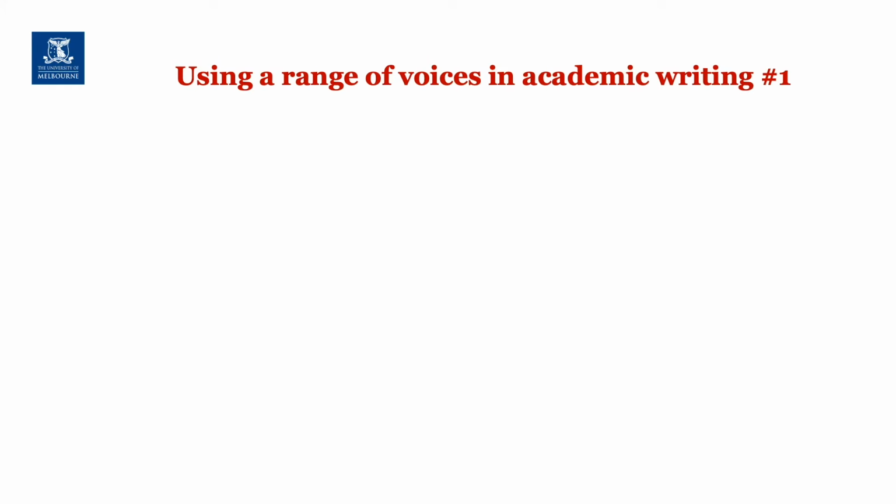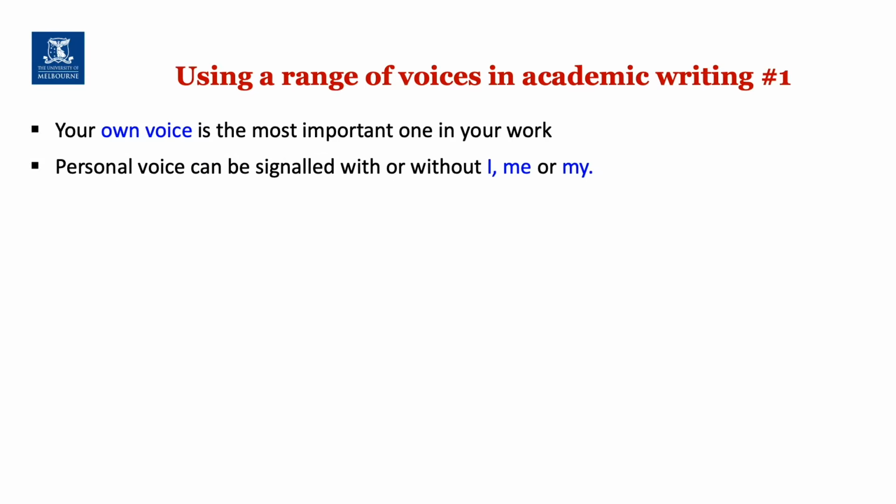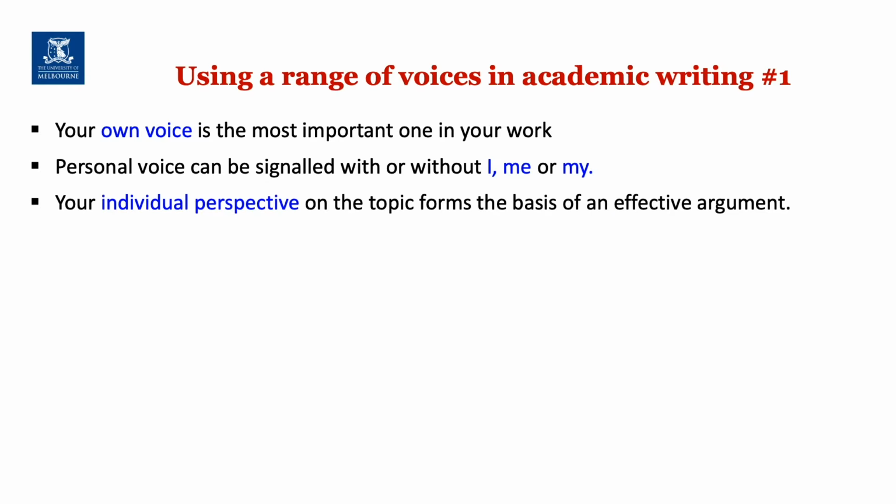We need to use a range of voices in our academic writing, but the way we balance these voices in a paragraph depends on several things. For most academic texts, your own voice is the most important and doesn't necessarily need to be indicated with I, me, or my. In fact, many disciplines avoid these personal pronouns altogether. Most academic writing is based on having a clear position and supporting it. Your reader wants to see that you have a personal perspective on the topic you are writing on and use it to build a credible argument.